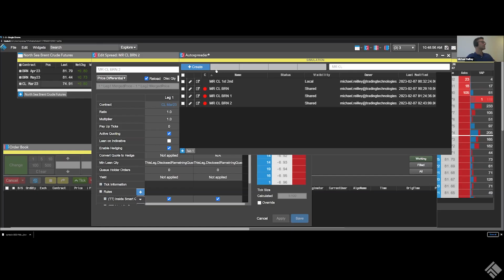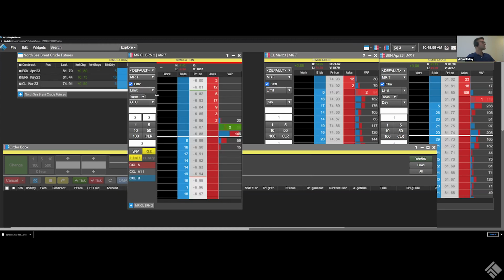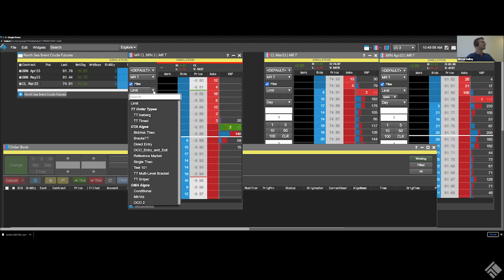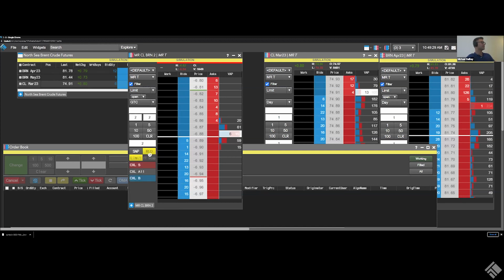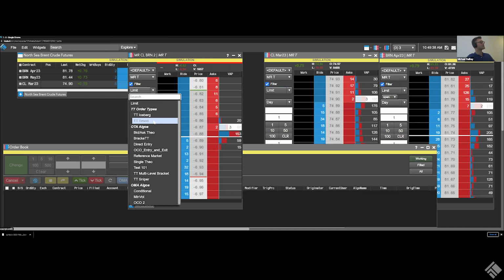Just one more question. Can TT order types be used with Autospreader? The TT order types can be used with Autospreader, although it's fairly limited. Back in the Autospreader MD Trader, we hit our order type drop-down. By default, these orders are always limit because we're trying to achieve a specific price. So we start with limit, and then we do have a few TT order types. In this case, just TT Iceberg and TT Timed. So they are available. However, you do have Reloader already, which, as we demonstrated, is saying I want to buy 100, only showing 2. So in a sense, it's a little redundant. There is the TT Timed algo as well.